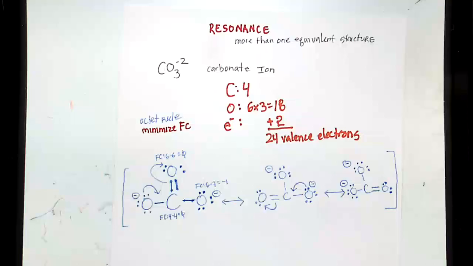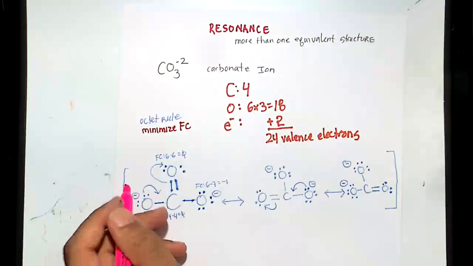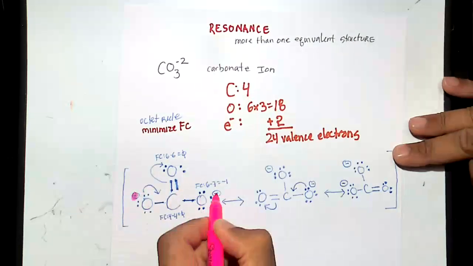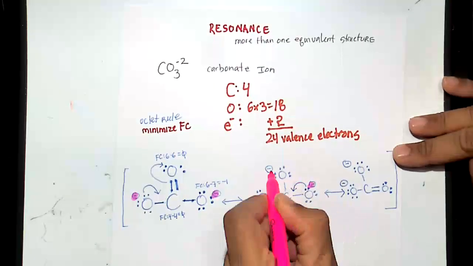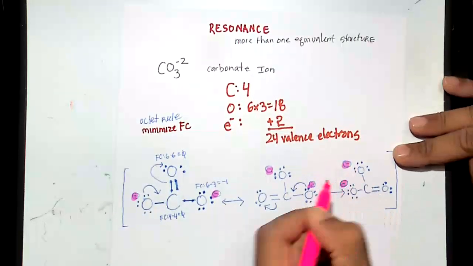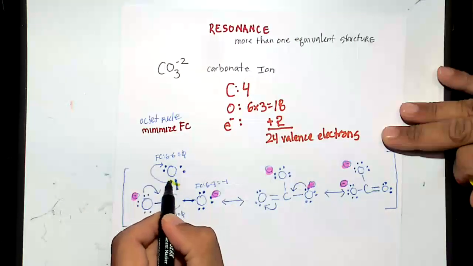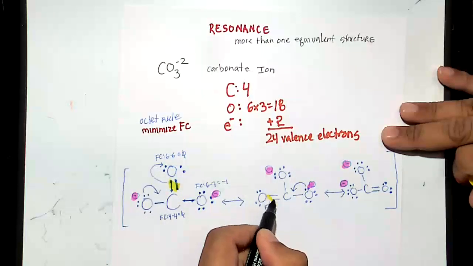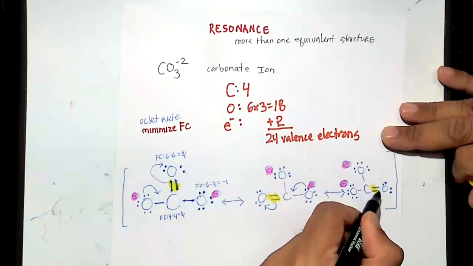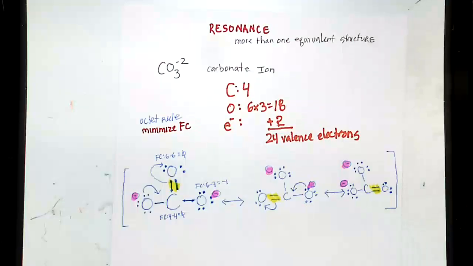Why do you think carbonate is so stable, or any molecule that has resonance, it being so stable? Because where's the negative formal charge? It's shared. Okay, where's the double bond? In one structure it's here, in one structure it's here, in one structure it's here. So it's shared. You see that double bond, you see that negative charge. It's not just localized to one atom.